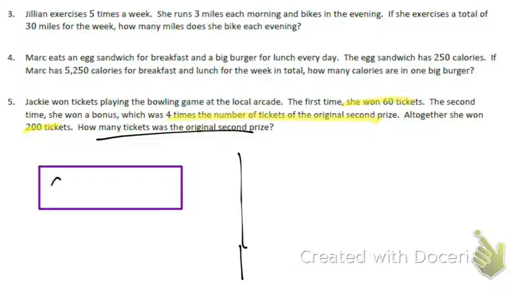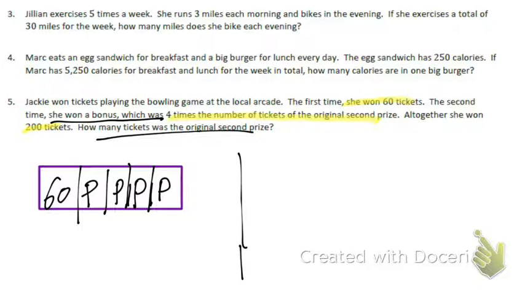for my tape diagram, she won 60 tickets on the first time, right? Then the second time, she won a bonus, which is 4 times the tickets of the original second prize. So you say P is the second prize, right? Do something like that. So the first time she won 60 tickets. The second time she won a bonus, which is 4 times the second prize. P represents the second prize.